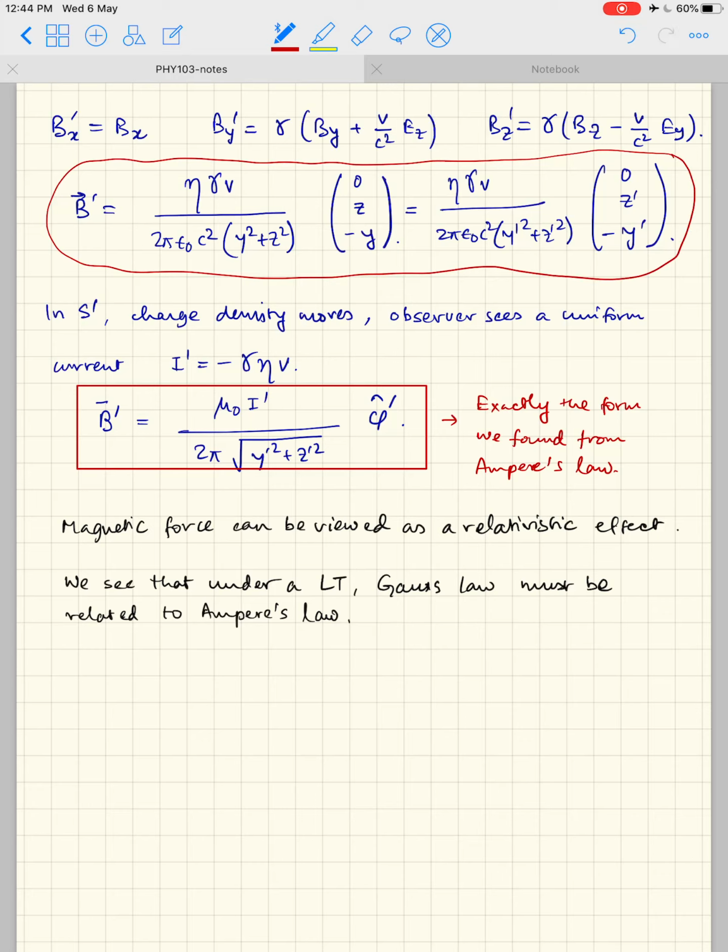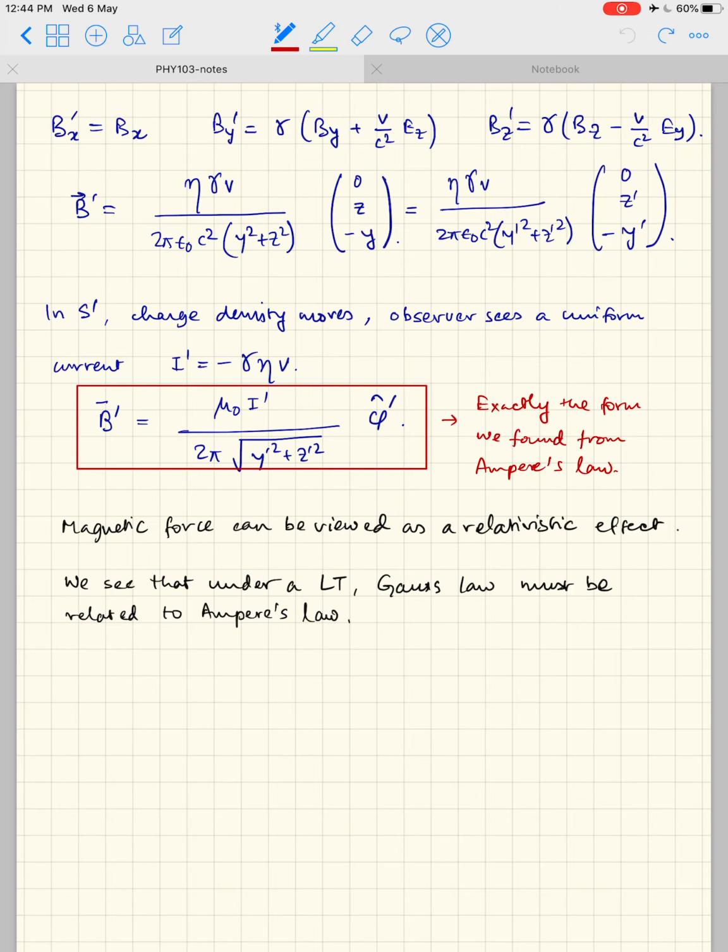So what happens is that in frame S prime, the charge density moves and the observer sees a uniform current I prime, which was minus gamma eta v. And if you plug this in, what you find is that B prime is exactly what we found from Ampere's law. So what we see again is that the magnetic force can be viewed as a relativistic effect, and we see that under Lorentz transformations, Gauss's law can be related to Ampere's law.